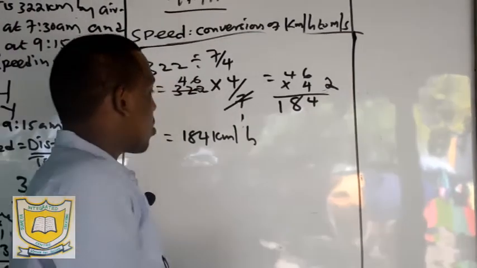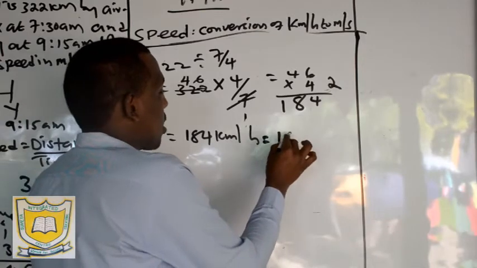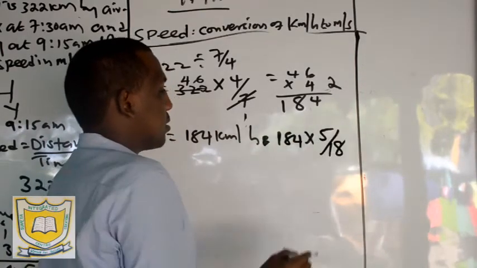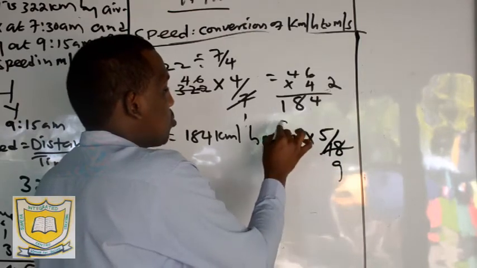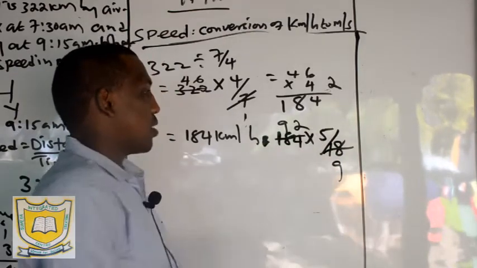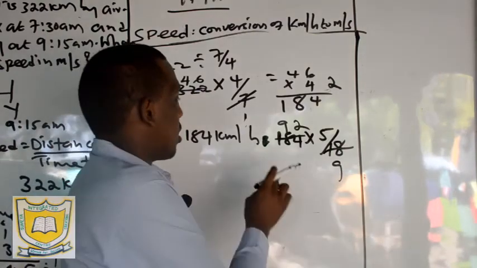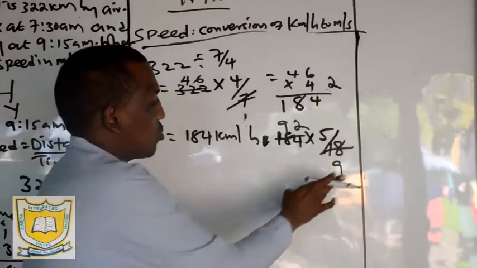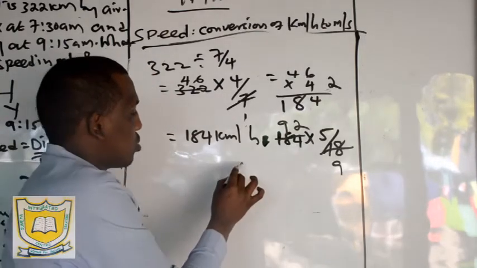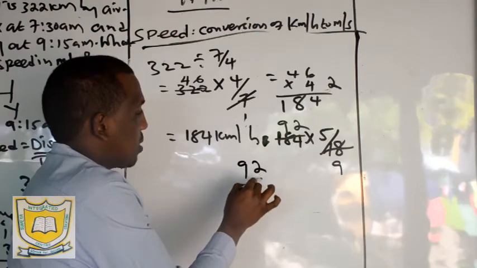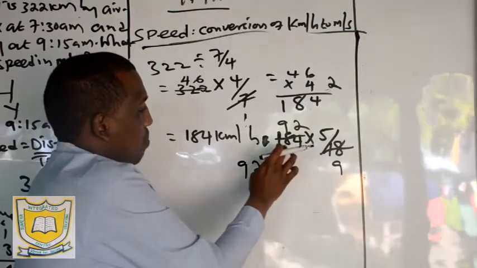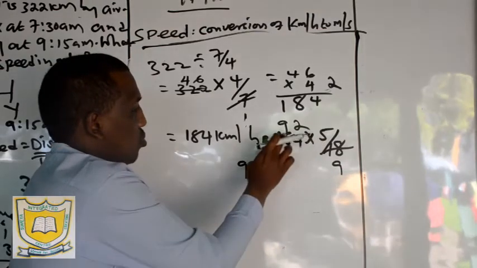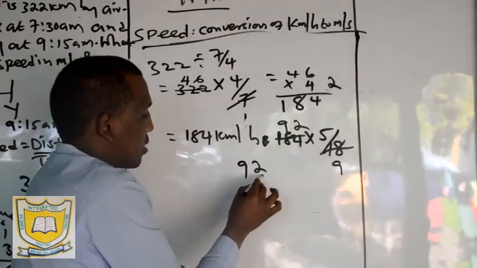When we want to change to meters per second, we say 184 multiplied by 5 over 18. By 2, 9, by 2, 9, by 2, 2. We divide by 2, then we multiply. So let us do this: 92 times 5 over 9, times 5.